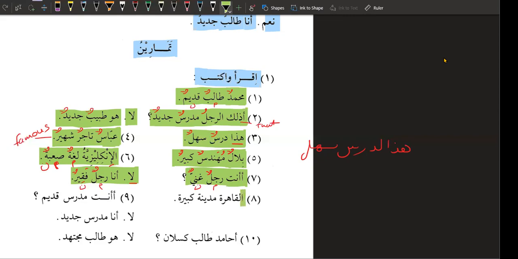مستر علي. القاهرة مدينة كبيرة. So Cairo is a big city. So مدينة منعوت, كبيرة نعت. جيد. عبد القيوم.